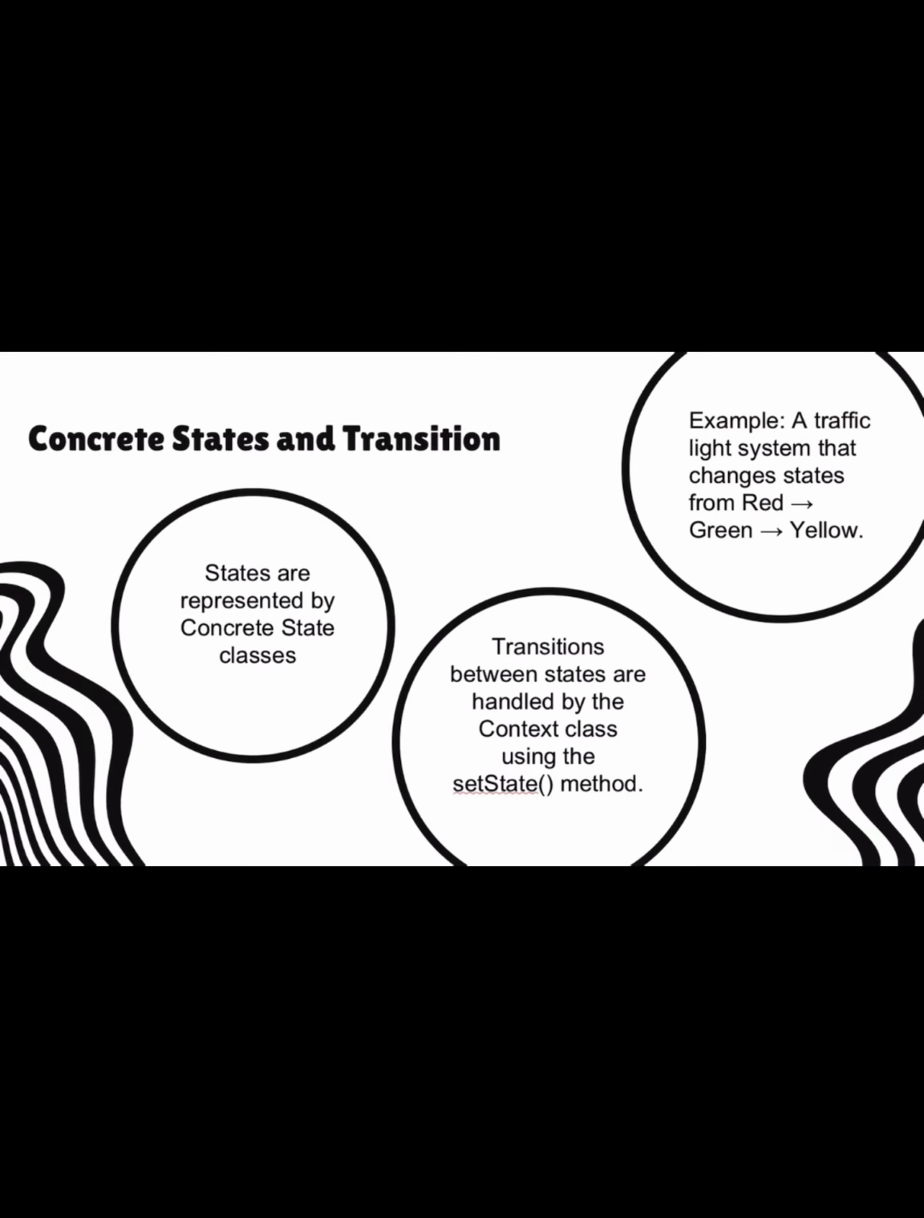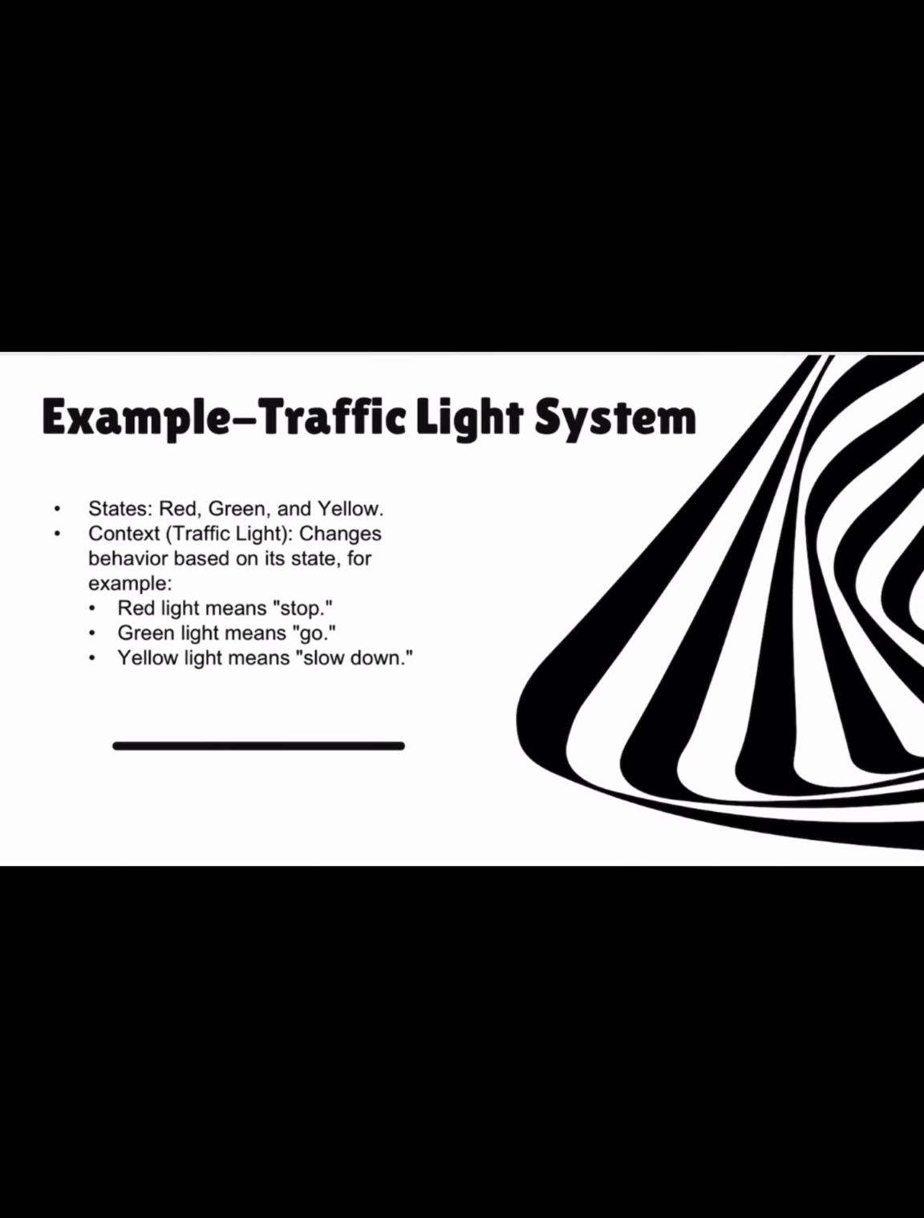Concrete states and transitions. The setState method is handled by the context class. Let's go back to our traffic light example, where red means that the cars must stop, yellow means that the cars should slow down, and green means that cars should go. So each of these behaviors is handled by its own state class, and the traffic light context simply switches states instead of using messy conditions.